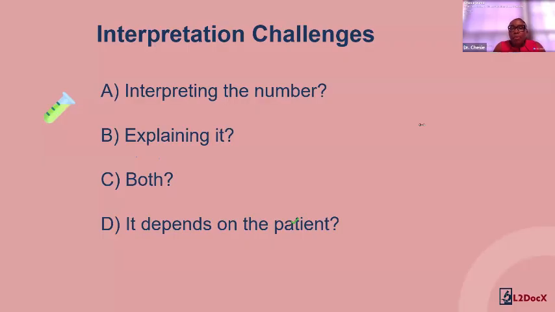Okay, Juwan says B and Leonard says C, both. You guys are all very correct. The frustration can range from one area to the other. The answer for most people: we did a survey for clinicians and other healthcare professionals who do not work in the lab, and most of them indicated that the interpretation challenges stem from interpreting the number and explaining it.